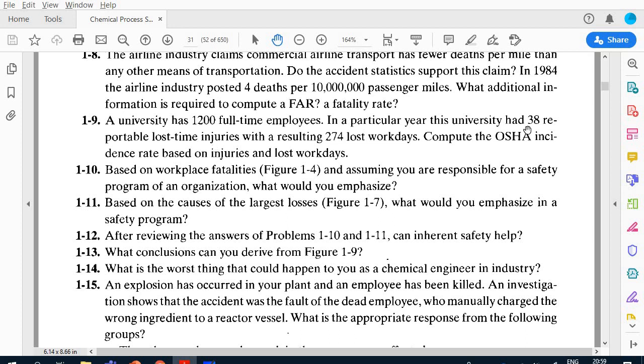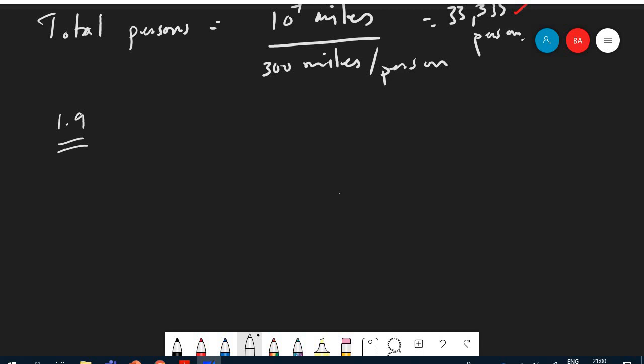So people have been injured, and because of that, we have 38 lost time injuries, with a resulting 274 lost work days. These are the number of work days that we lost because of those injuries. One person takes 1 day holiday, another takes 1 week, a third takes 1 month. Compute the OSHA incident rate based on injuries and lost work days. That is a bit challenging. So if you just go through the definition, what was the OSHA rate?